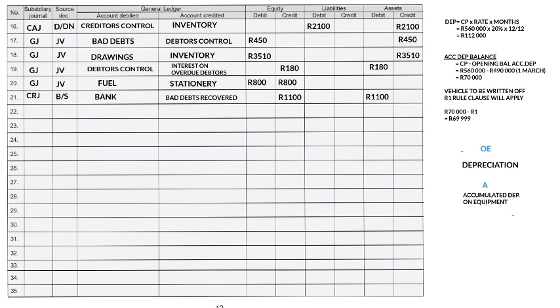The subsidiary journal is your general journal. The source document is your journal voucher. Account debited was depreciation. Account credited was accumulated depreciation on equipment. 69,999 in the debit column of equity and 69,999 in the credit column of assets.